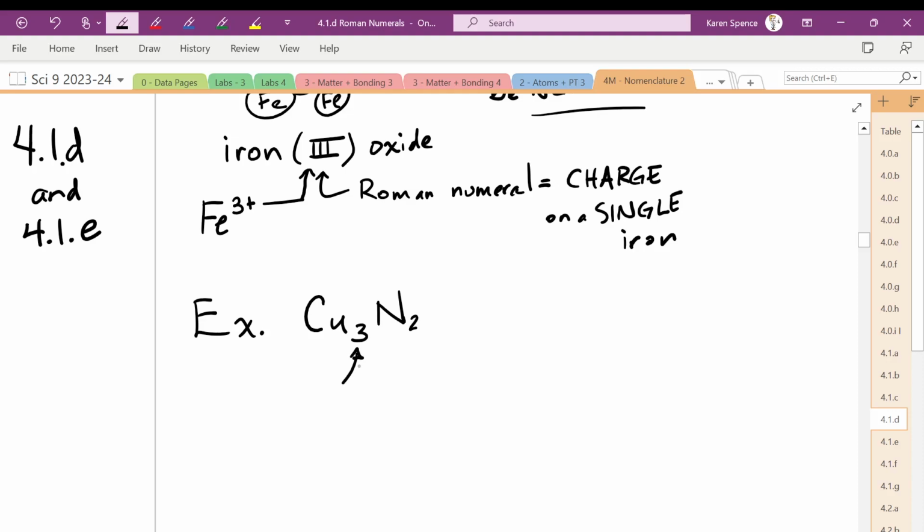Start by looking at the subscripts. Zidane, could you close the door for us, please? Thank you.